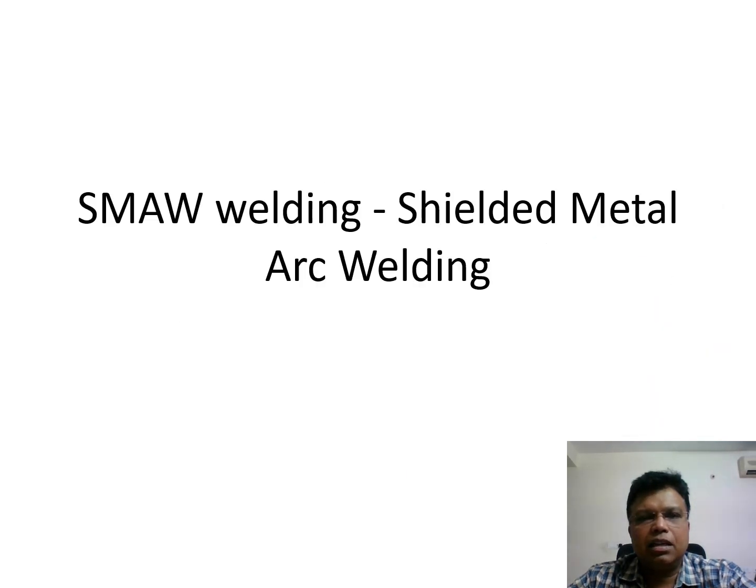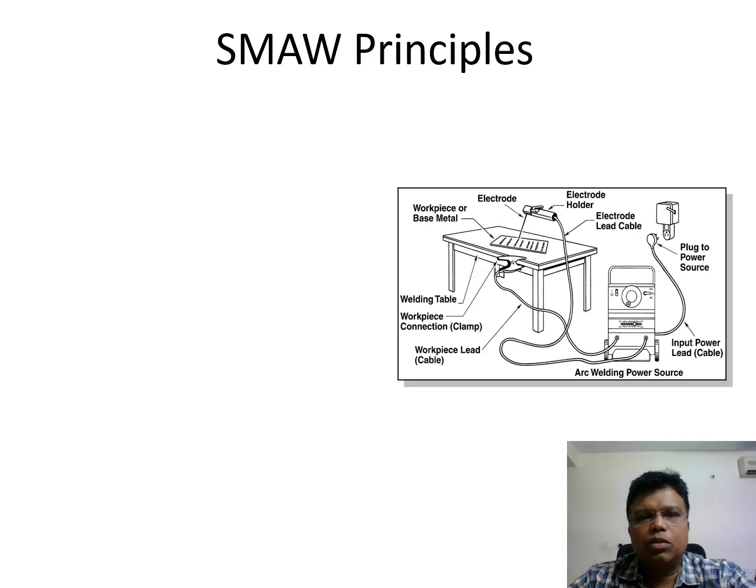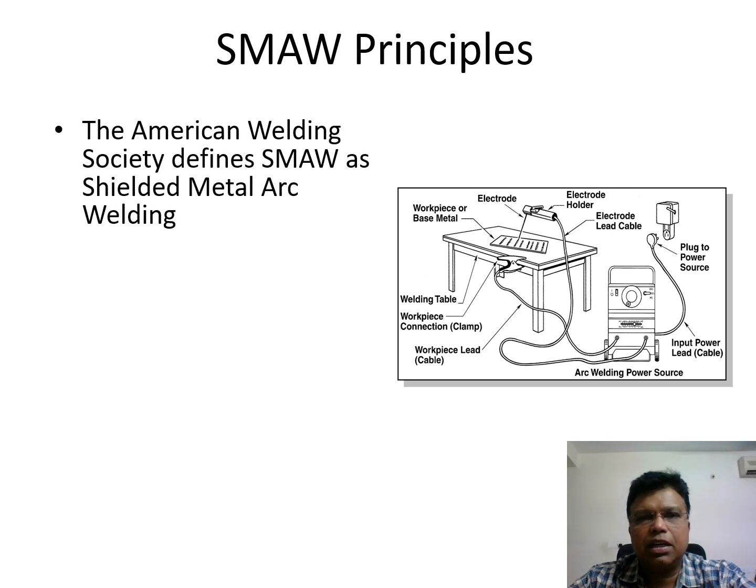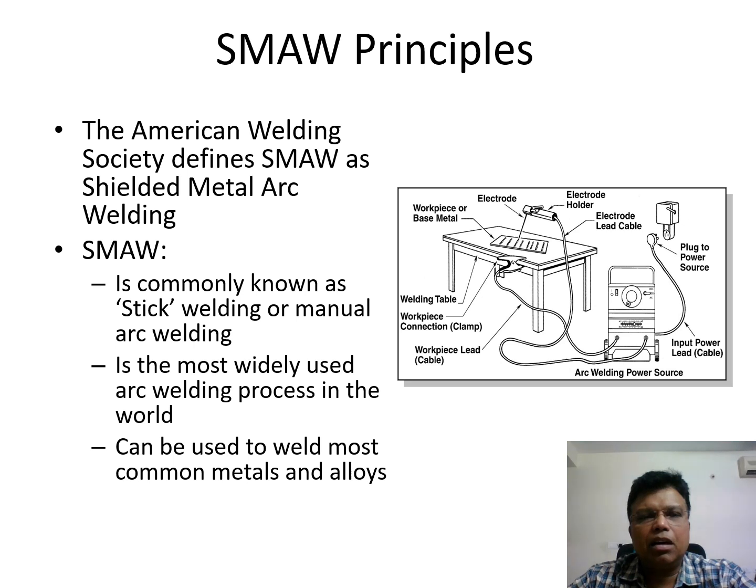Next category is shielded metal arc welding. The image shows the basic layout of shielded metal arc welding. Shielded metal arc welding is also commonly known as stick welding or manual arc welding. It is also one of the most widely used arc welding processes in the world, and this can be used to weld most common metals and alloys.